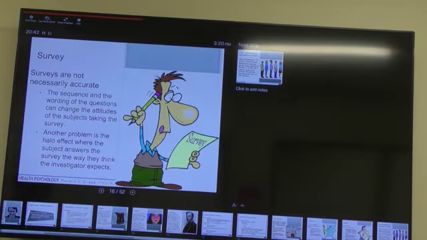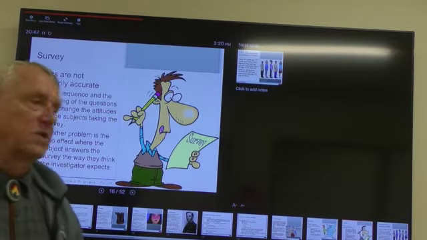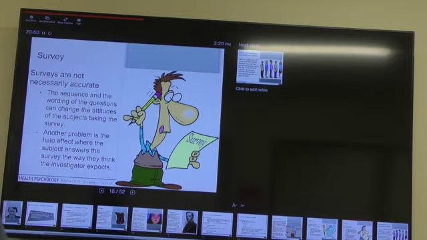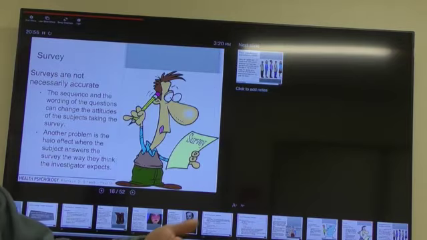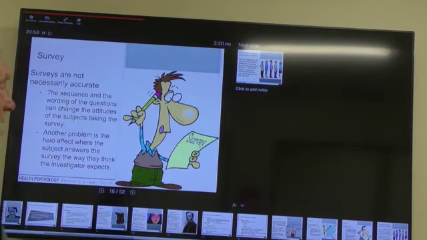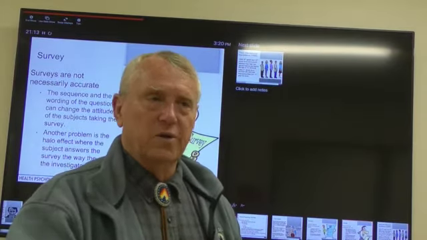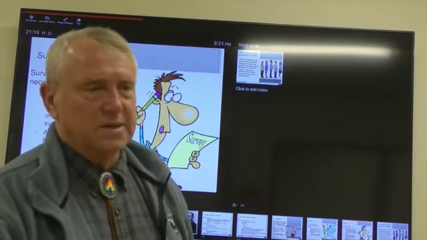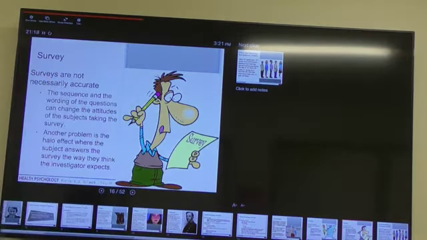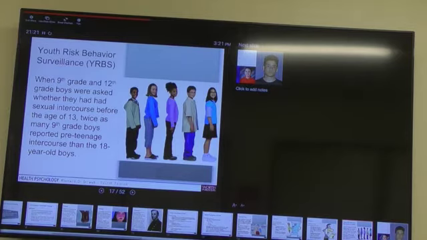Another problem is the halo effect, where the subject answers the survey the way that they think the investigator expects. So if you were taking a survey and it was this real good-looking person, you might try to impress the individual by answering all the questions the way they wanted you to answer them. And this is known as the halo effect. The other thing is, maybe you want people to think you're smart, so you answer it the way that you think they want you to. The reality is that they have no clue who you are. Your name's certainly not on there.